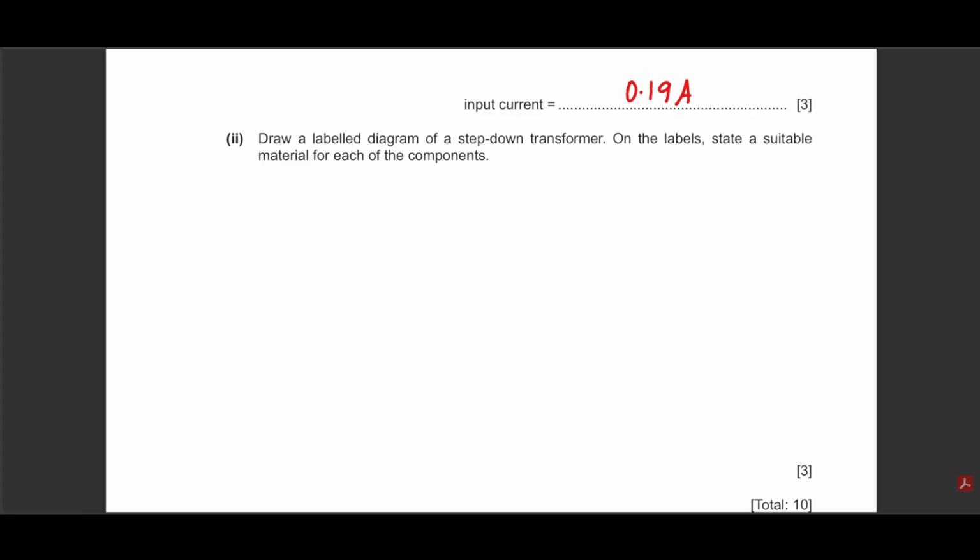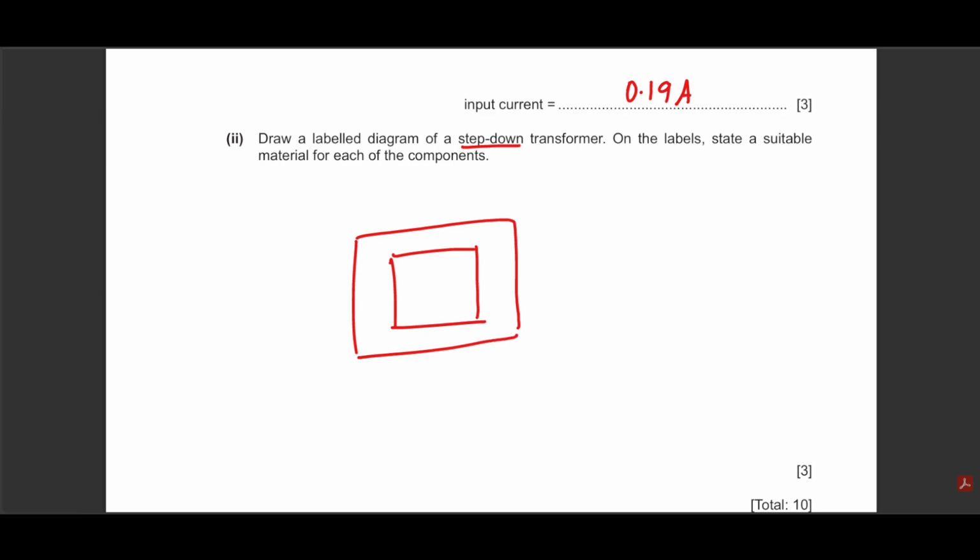Question number 2: draw a labelled diagram of a step-down transformer. A labelled diagram would require that you draw a core properly. You don't have to draw this in 3 dimensions. You can just draw this in this fashion. Deliberately draw a larger number of turns on the primary side and label it.